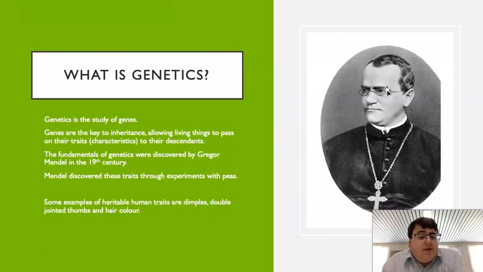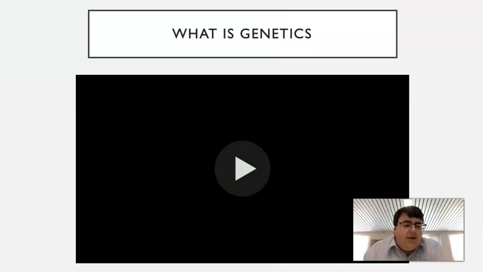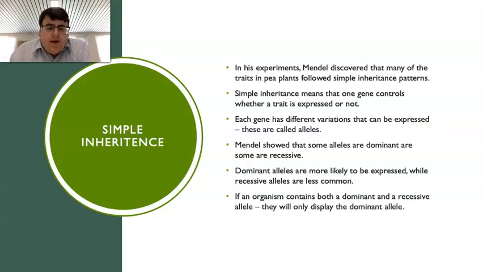Some examples of this include, in humans, inheritable traits that we have are dimples, double-jointed thumbs, and our hair colour. Now there is a video that, like I said, we'll watch in class. This is what is genetics. It's a TED talk. We'll watch it in class, or you could look it up on YouTube if you'd like to as well.